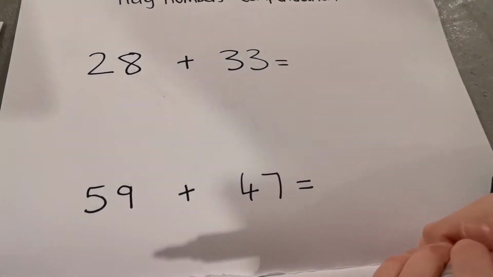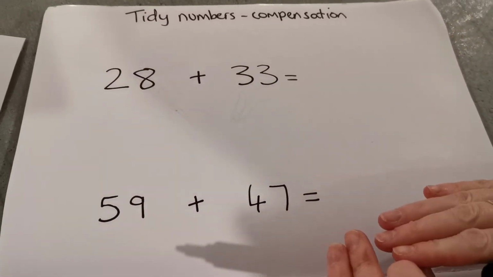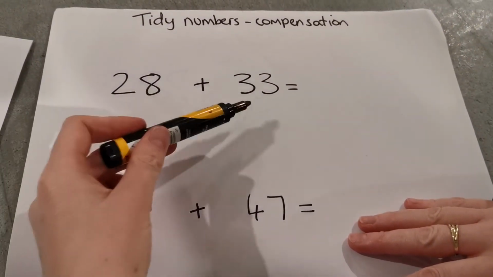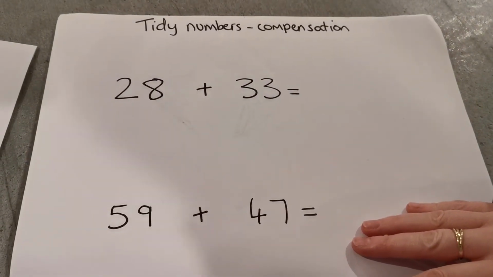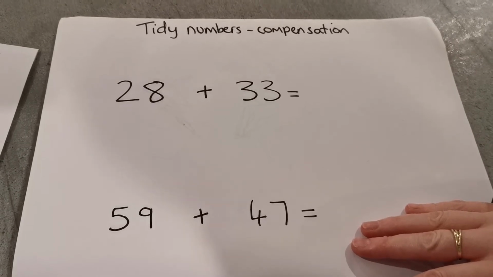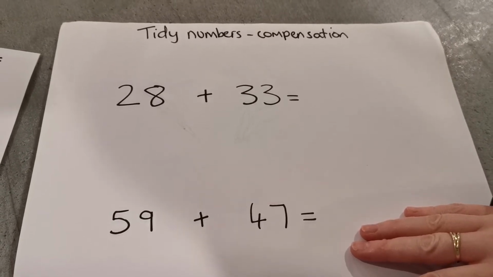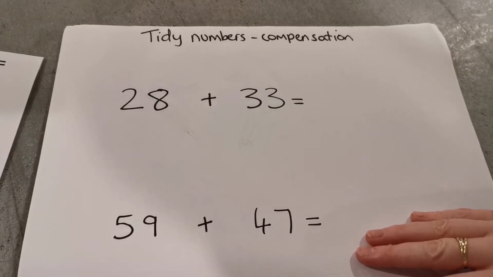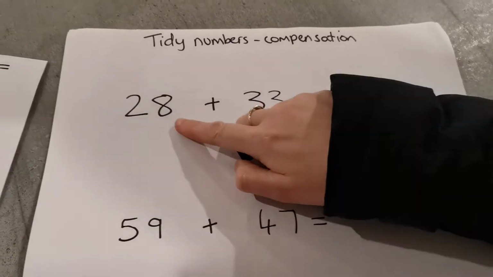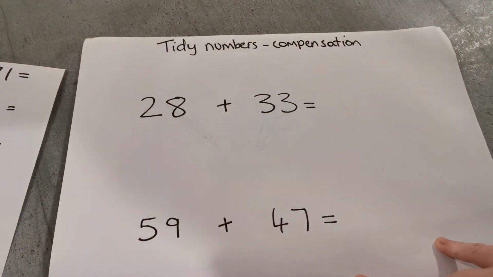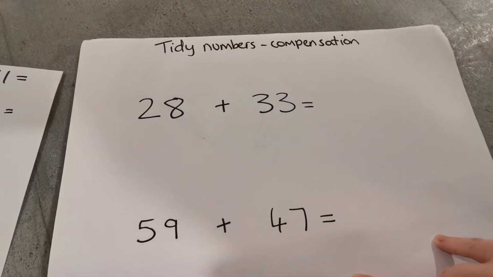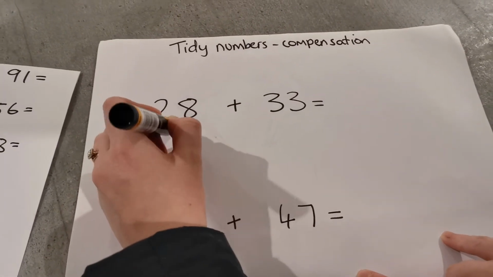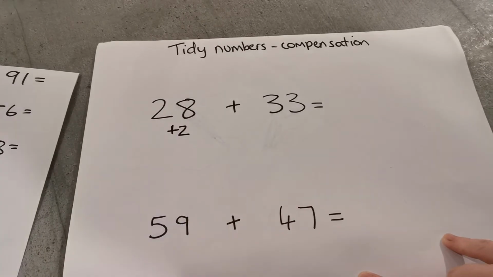So the thing about compensation is it's about making the sides balanced. So I'm going to look at these two numbers. I've got 28 and 33, and I'm going to think, I wonder which one is closest to a tidy number, thinking that a tidy number is a number that ends in 0. And I'm thinking 28's pretty close to 30. And then I think, what do I need to make 28 into 30? To make 28 into 30, I have to plus 2.